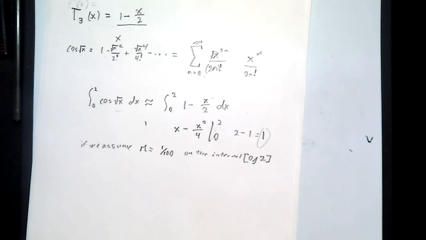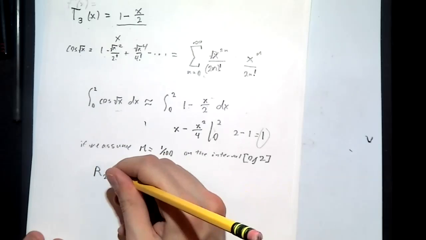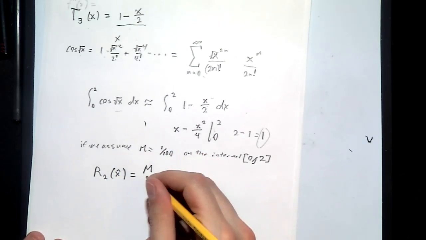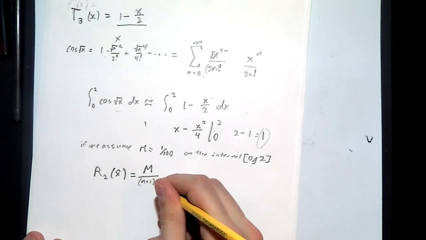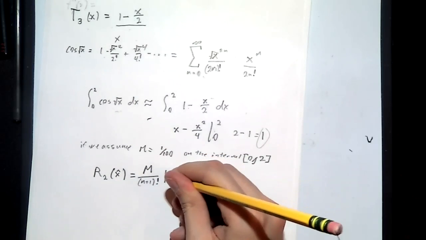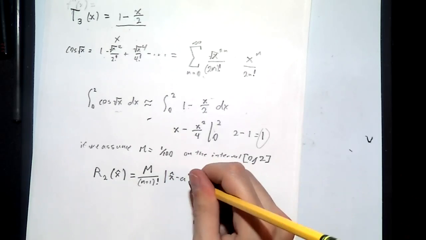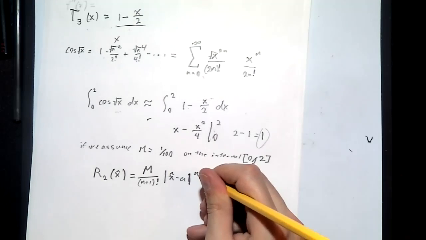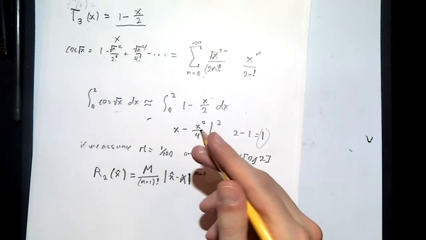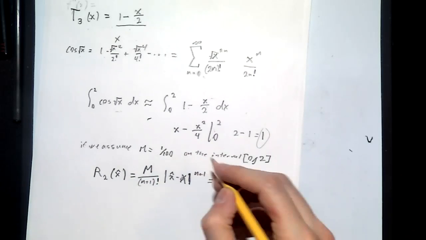All right. So we have our R2 of x hat. It's going to be equal to our m over n plus 1 factorial. I think technically, and times x hat minus a to the n plus 1. All right. So what we have is, we know our a is 0, so we can just ignore that. n is 2, and we can replace everything. So we have m is 1 over 100.